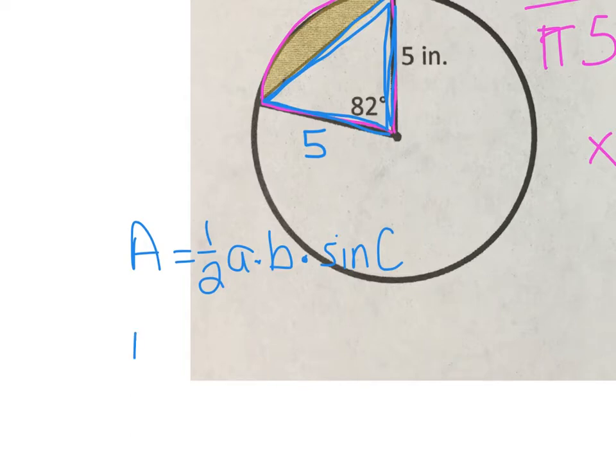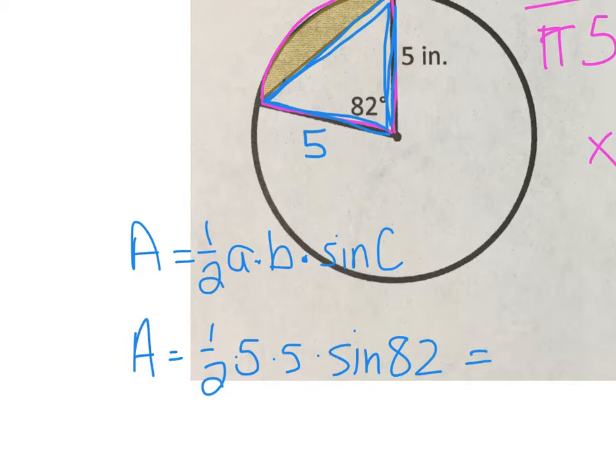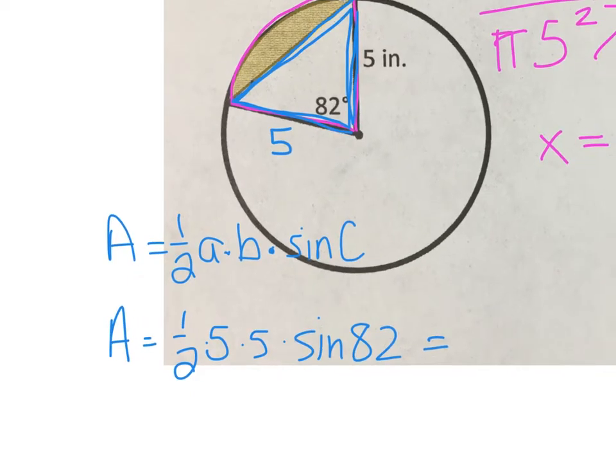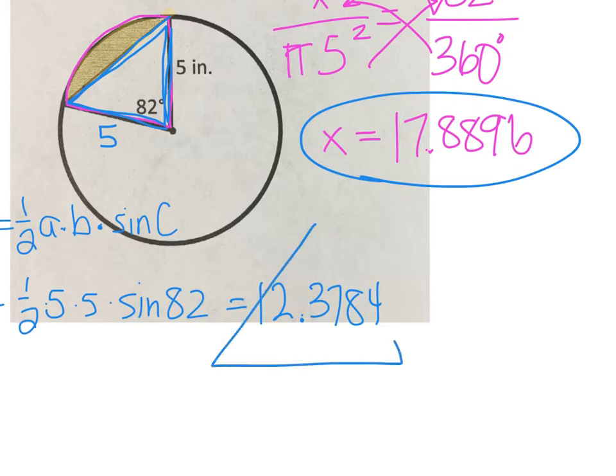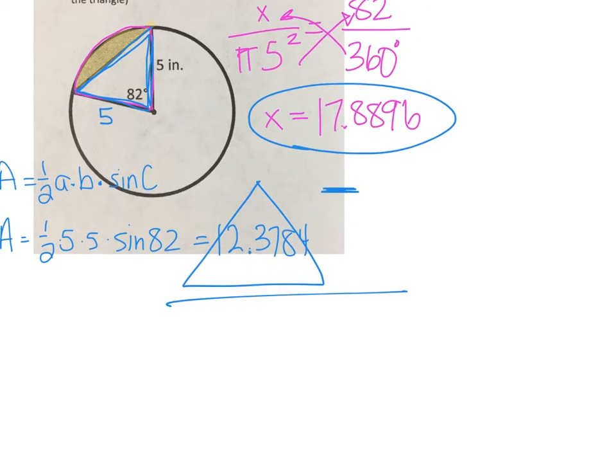So applying that to our triangle, that is 1/2 of 5 times 5, the two sides that we know, and the sine of 82, which is the angle in between them. And if I put this in my calculator, I get 12.3784 as the area of the triangle. So now that I know my entire sector and the triangle portion, I simply have to subtract them in order to figure out how much is left.